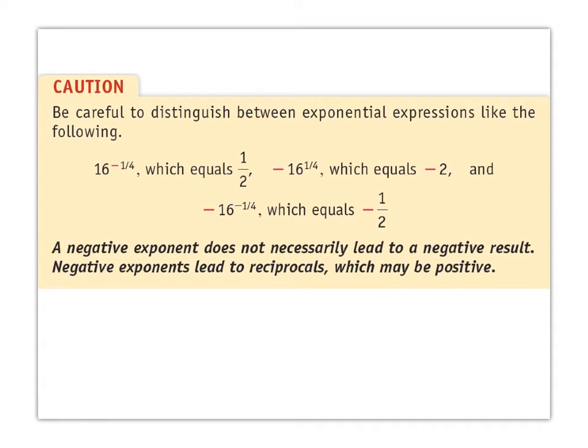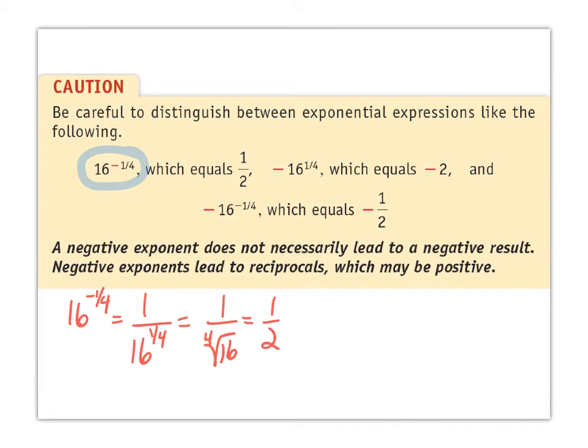Caution, be careful to distinguish between exponential expressions like the following. 16 to the negative 1/4 power equals 1/2. Again, recall that 16 to the negative 1/4 power can be written as a fraction, 1 over 16 to the 1/4 power. Further, this can be written as 1 over the 4th root of 16. And since 2 to the 4th power is 16, this result is 1/2.